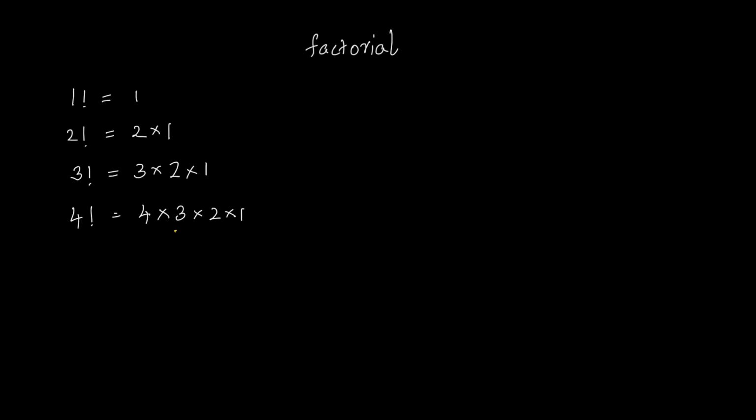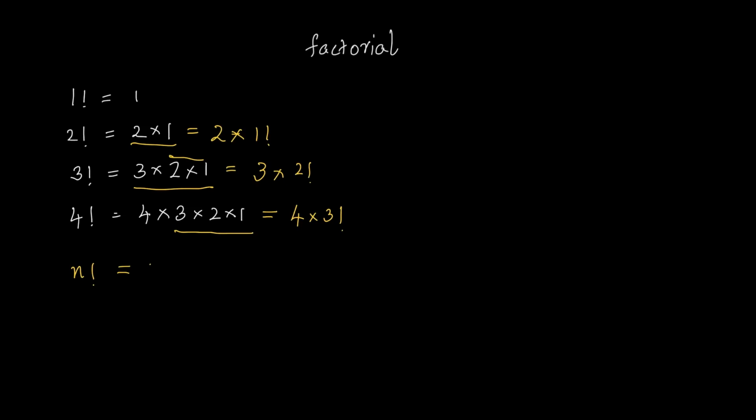Now, this 3 into 2 into 1 is actually 3 factorial. So I can write this 4 factorial as 4 into 3 factorial. The same way, 2 into 1 is actually 2 factorial. So this is equal to 3 into 2 factorial. Same way, 2 factorial is equal to 2 into 1 factorial. Or in general, you can write n factorial is equal to n into (n minus 1) factorial.